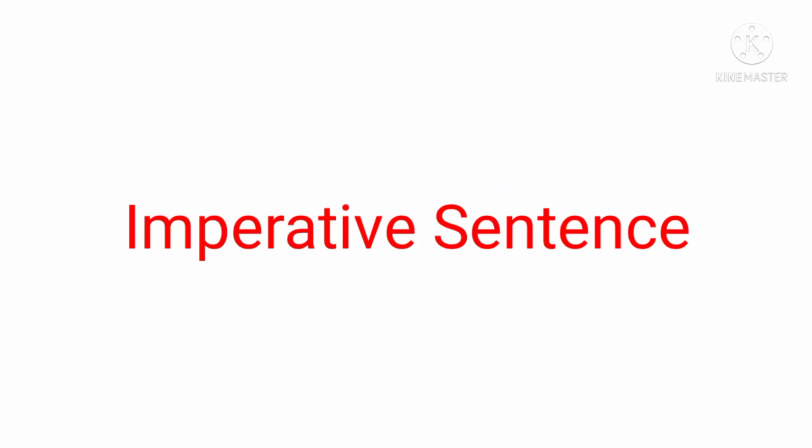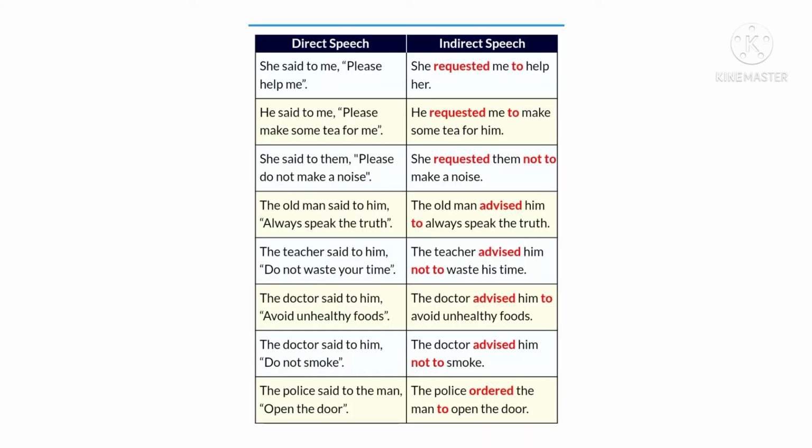Next come imperative sentences. Imperative sentences include orders, requests, commands, suggestions, advice, etc. As the reporting verbs we can use commanded, ordered, requested, advised, suggested, etc. You can see some examples here. And one more thing, we have to use the to-infinitive here. For example, she said to me, "Please help me." It's a request, so we can use requested as the reporting verb. Then, she requested me to help her. We have to use to plus verb 1, or not to plus verb 1. If the sentence is negative, we have to use not to.